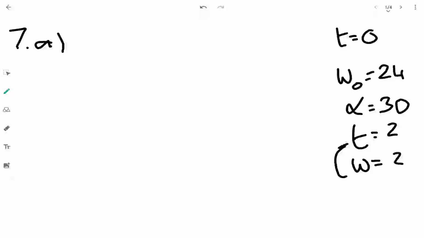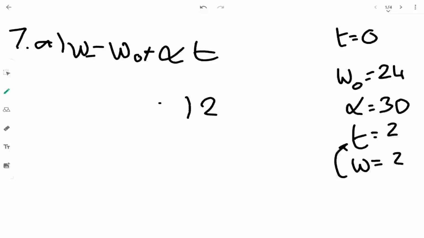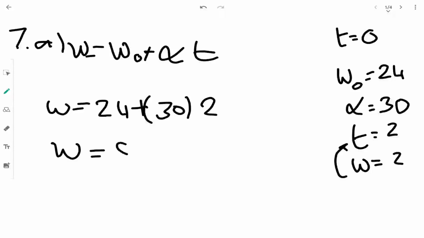So the formula is the velocity is the initial velocity plus alpha times time. The time is 2. It has a constant acceleration of 30 plus the initial velocity, which is 24. So the angular velocity is 84 radians per second.